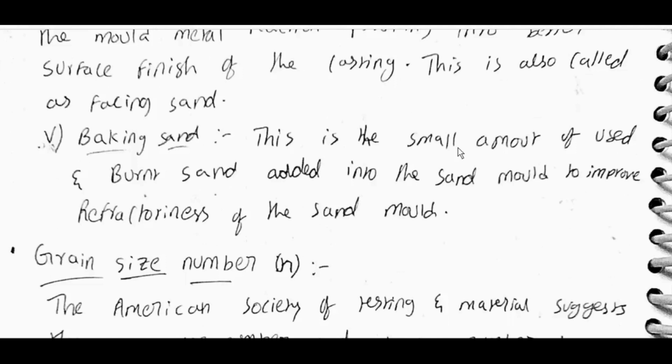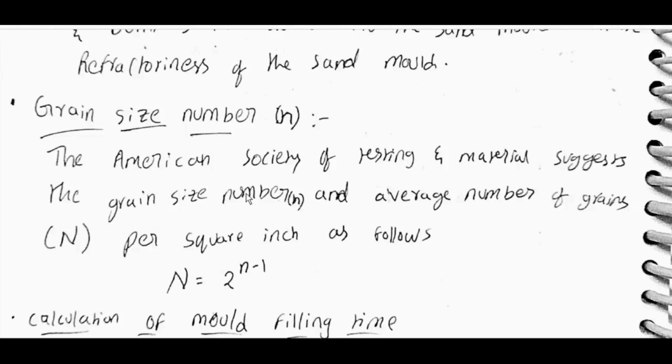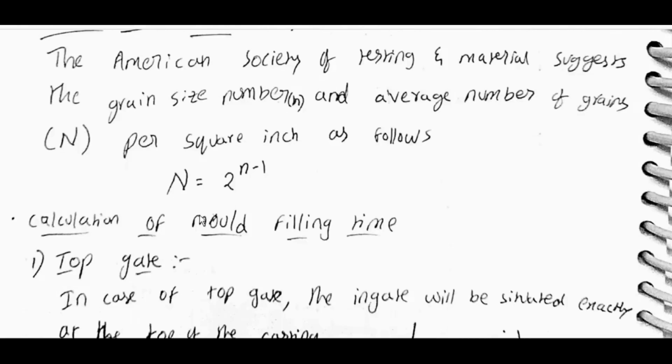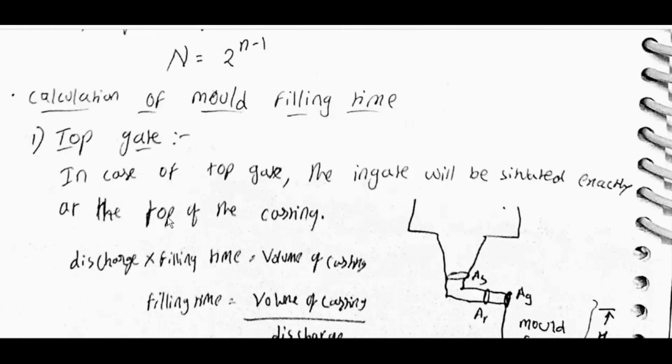Baking sand: a small amount of used and burnt sand added to sand mold to improve refractoriness of the sand mold. Grain size number: the American Society for Testing and Materials suggests that grain size number n and average number of grains per square inch N are related as follows: N is equal to 2 power (n minus 1). Here n is the grain size number, and N is the average number of grains per square inch.